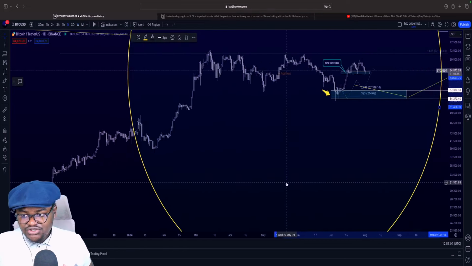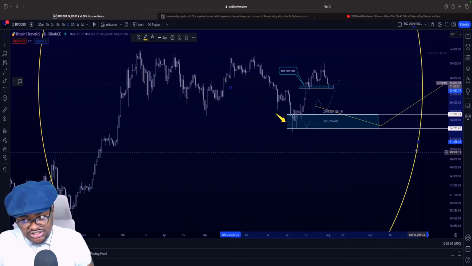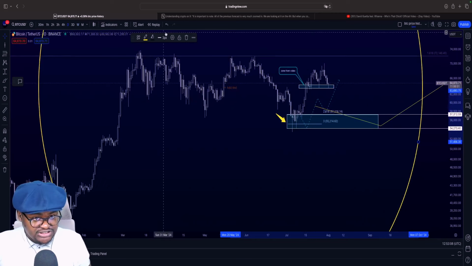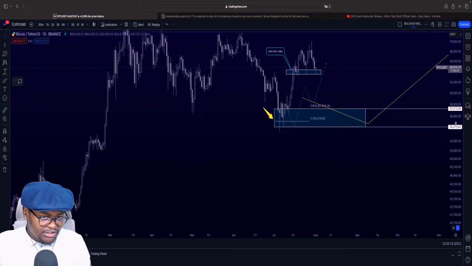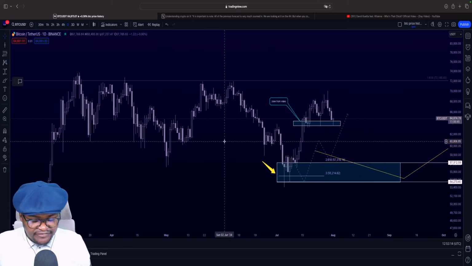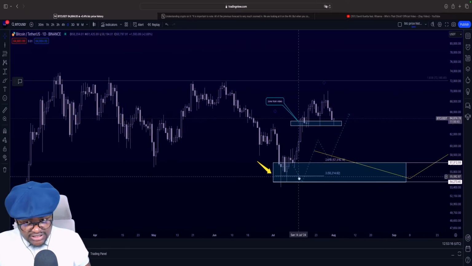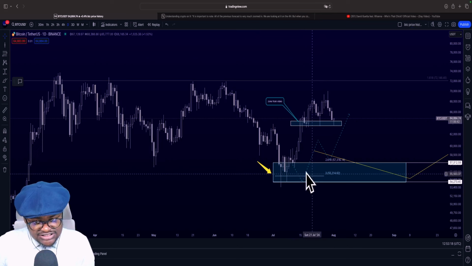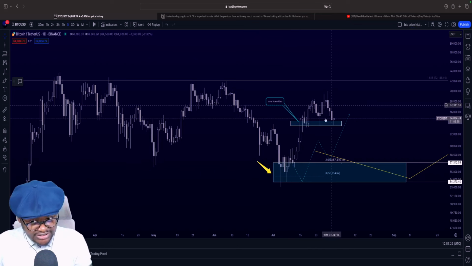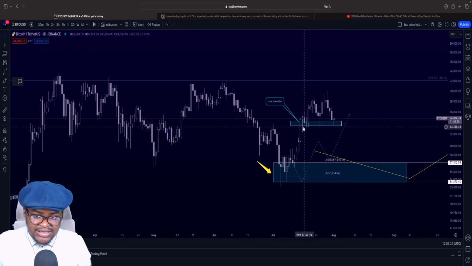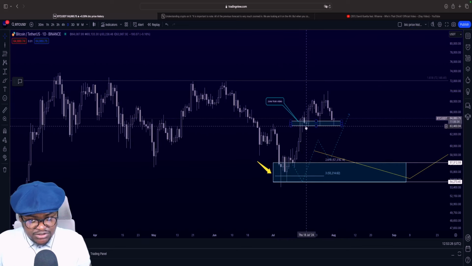Now, as we zoom in right here, let's just take this circle out for the sake of convenience. We will see what we've been talking about for the past couple of weeks. We did say that BTC at this particular zone is most likely going to bounce to the upside. We had that bounce. Now, we did say that this particular zone is a singularity zone.